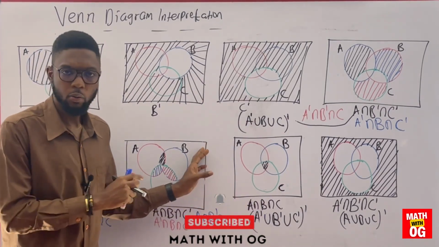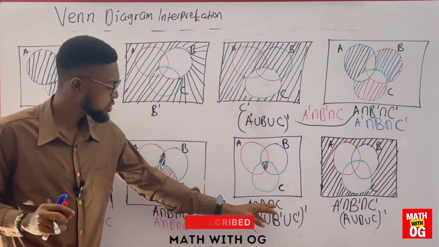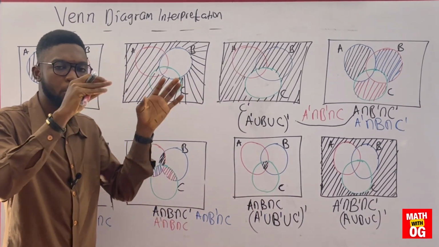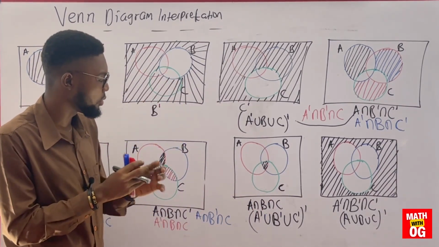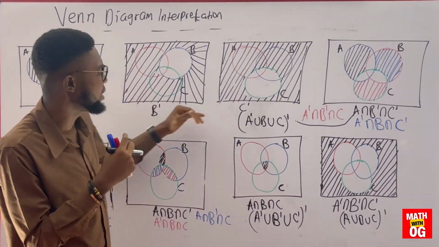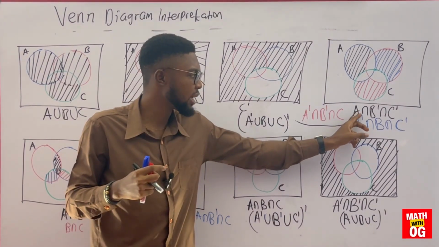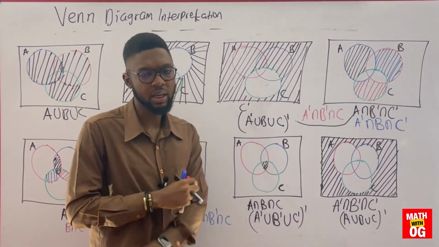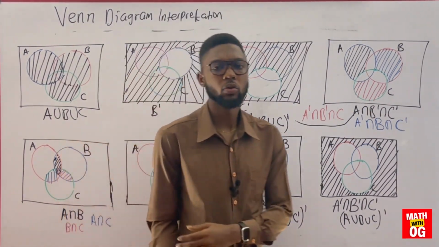Shade A, one Venn diagram, shade B, another Venn diagram, shade C, another Venn diagram. Try and compare the three diagrams. What is common to the three of them? You find that this will be your final answer. Just the same way we did for A, B complement, and C complement to form A intersection B complement intersection C complement. So that's that for that.